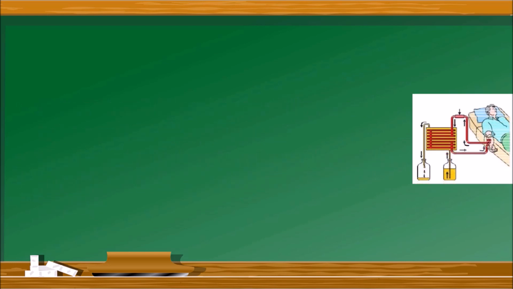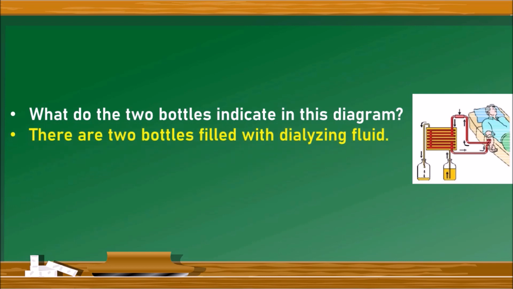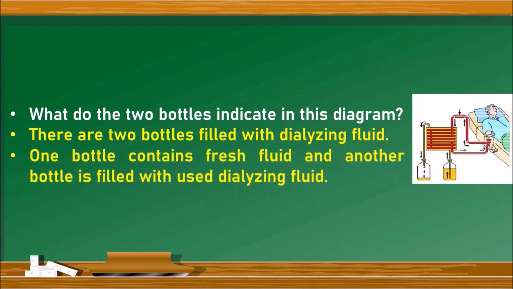The next question, what do the two bottles indicate in this diagram? There are two bottles filled with dialysing fluid. One bottle contains fresh fluid and another one is filled with the used dialysing fluid.